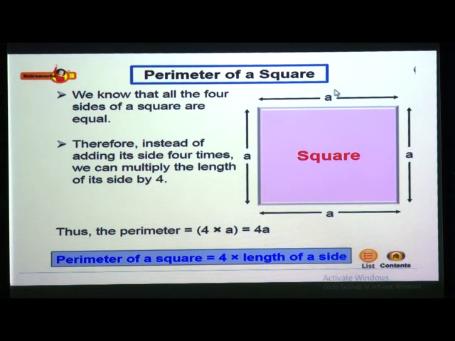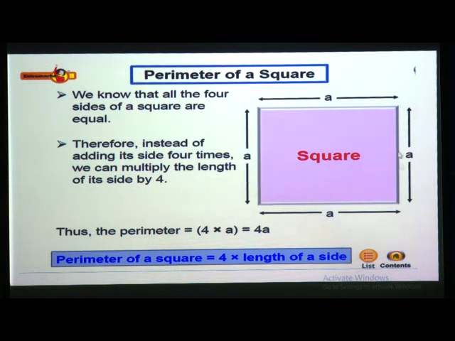So we can see here there are four sides to a square and all the four sides are equal. Therefore, instead of adding its sides 4 times, we can multiply the length of its side by 4. Suppose the side of the square, let us assume, is A. So when we need to find the perimeter of a square, what we need to do? We need to do A plus A plus A plus A.